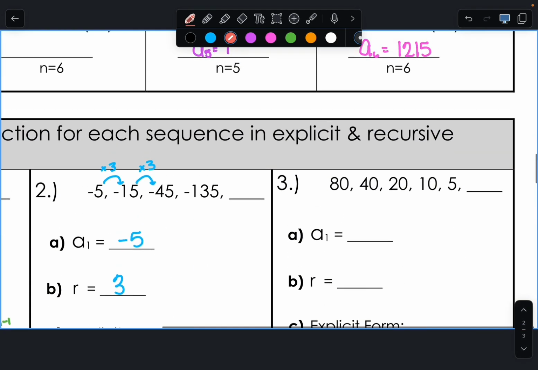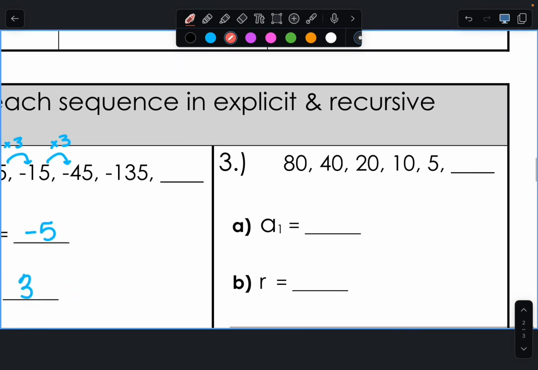Number 3. Our numbers are descending, so that means we're technically multiplying by a fraction. What fraction are we multiplying by? No, it's not 1/5. 1/2. All right. A sub 1, the first term in the sequence, is 80. Our common ratio is 1/2.